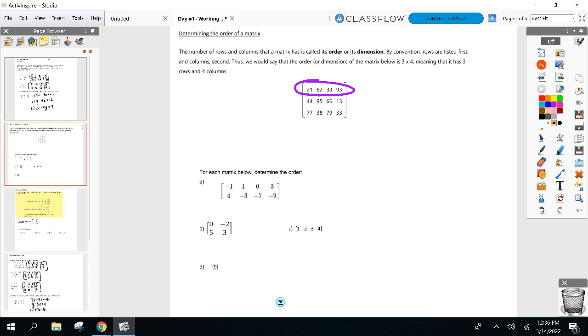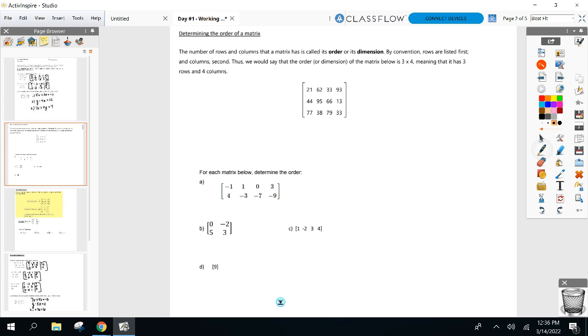Horizontal. This is a row. Okay, that's a row. And also, no sarcasm here. That's a row. That's a column. Okay. How big a matrix is: row first, column second. How many rows by how many columns there are.